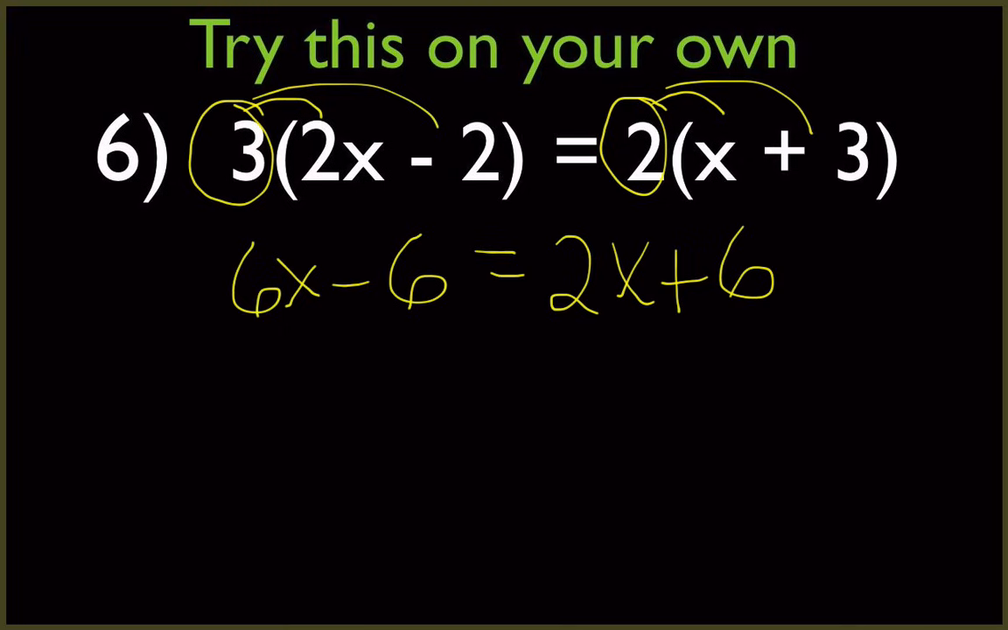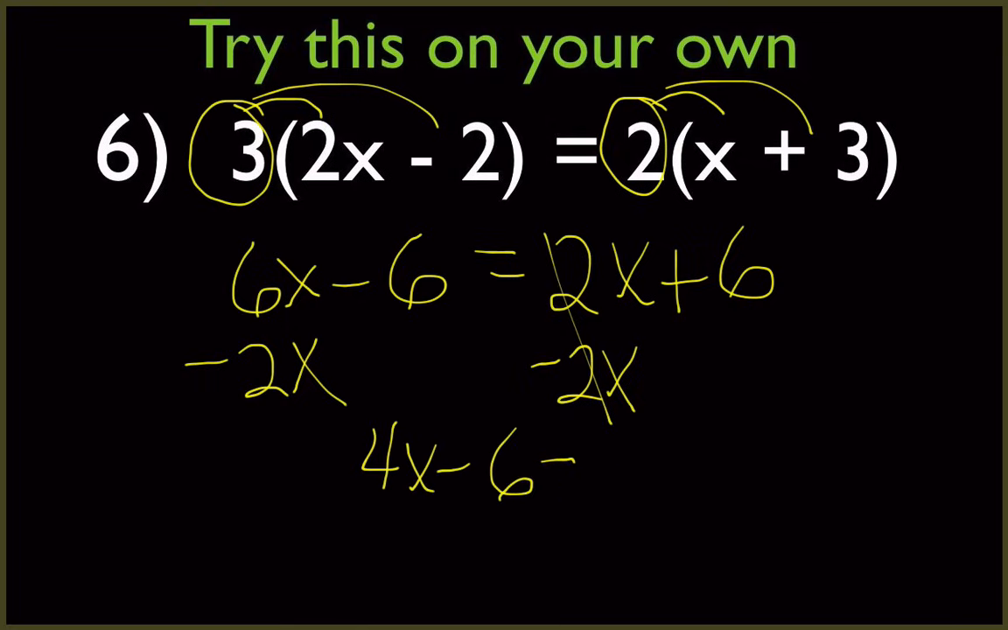Okay, so now from here, we're going to go ahead and get rid of the lower of the two x's, which is the 2. That's going to give me 4x minus 6 equals 6. Which allows me then to go ahead and solve the two-step equation. Adding 6 to both sides, I'm going to get 4x equals 12. So therefore, x equals 3.